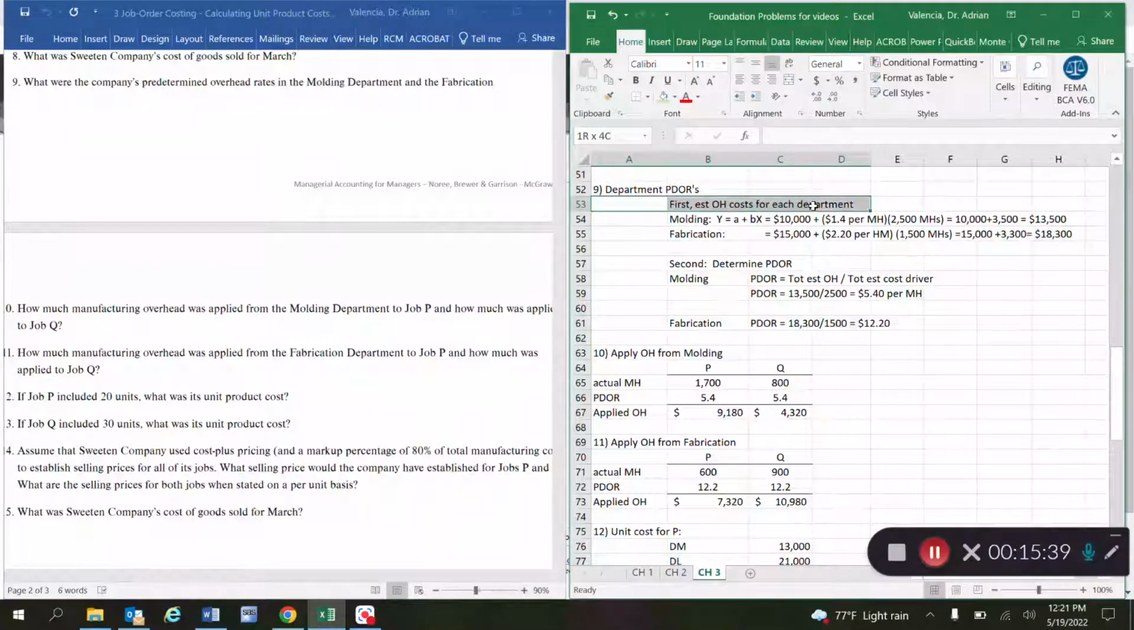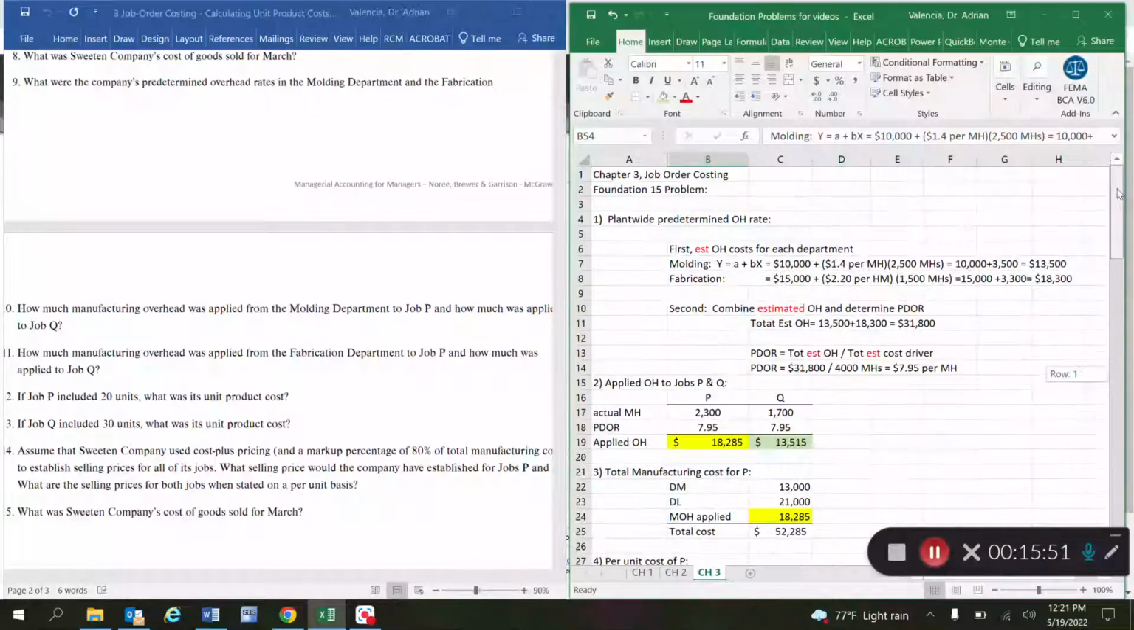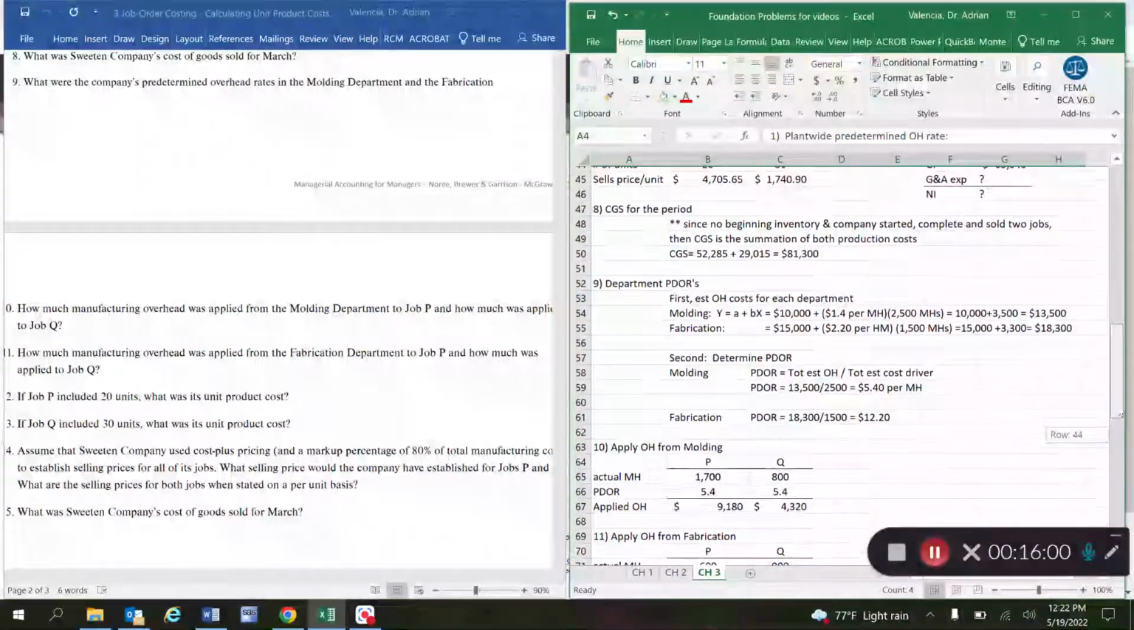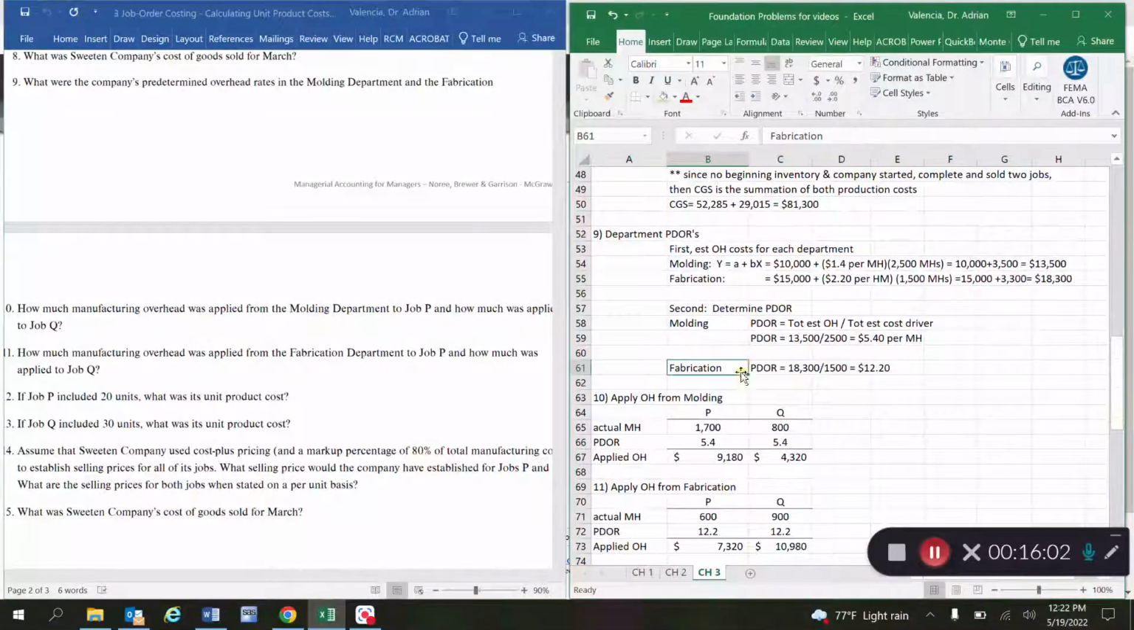We're going to first estimate the costs for each department, and we did that previously. So for molding, it was $13,500. For fabrication, it was $18,300. And that comes from, I think, number 1. So this is where we did the summation of both of these, but now we're going to treat them separately. That's the big difference.